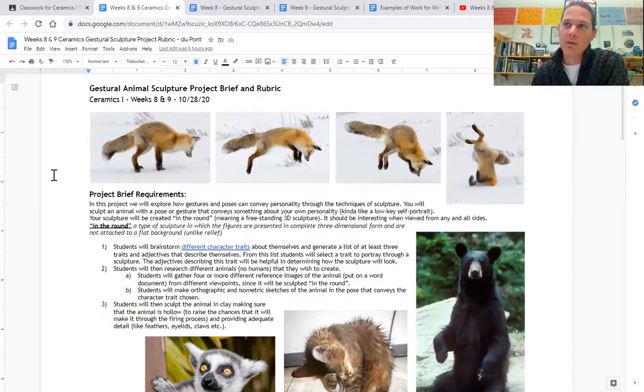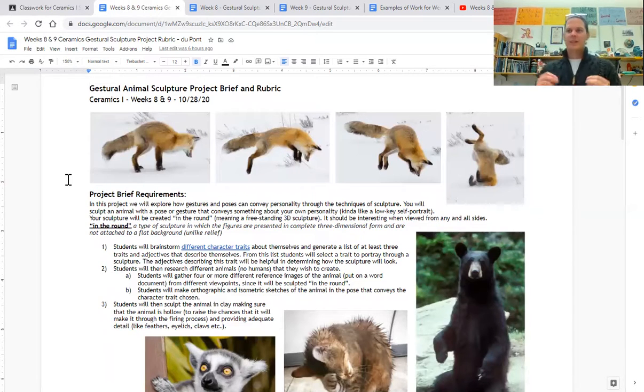So the gesture means that there's this animal and it's going to be posed or has some sort of gesture that communicates something about you. So you're going to be working on the Studio Habit of Mind Express. It's expressing something with its gesture. So we're exploring how these gestures and poses can convey personality through the technique of sculpture.